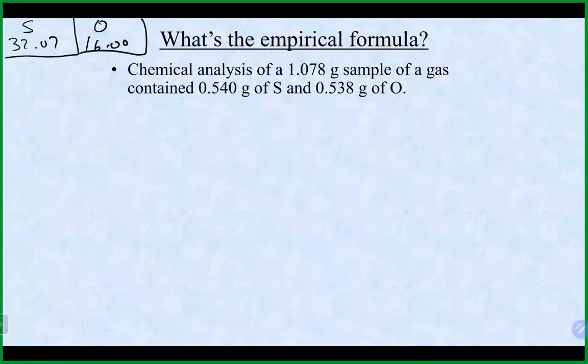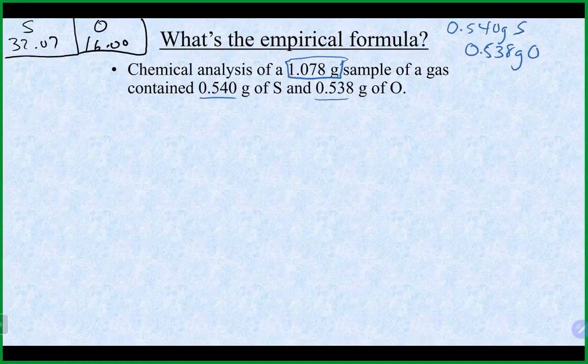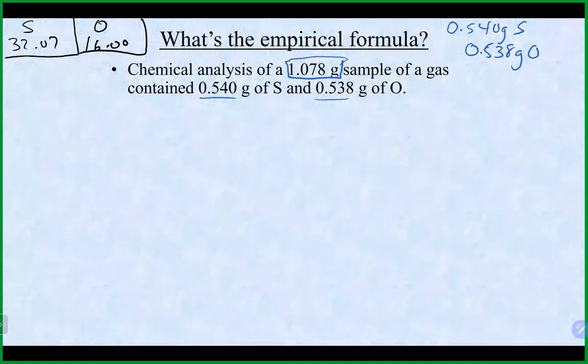We have the grams of sulfur and the grams of oxygen. So we have 0.540 grams of sulfur. We have 0.538 grams of oxygen. By the way, if you add those numbers together, that is what this 1.078 number represents, and you don't need that number in this calculation. It's just telling you that you're not missing anything. Once again, if you added those numbers up and it didn't equal that 1.078 number, then you're missing some element mass, which you could get by subtracting from it.